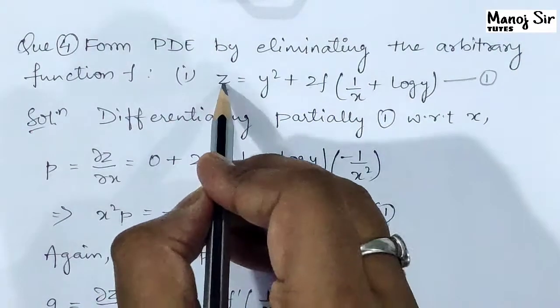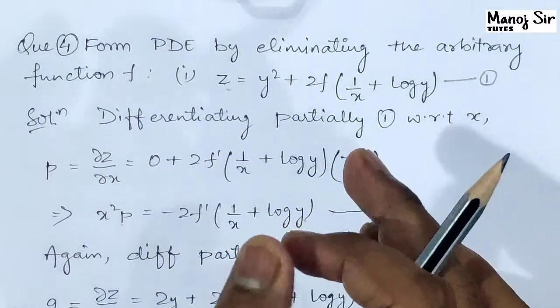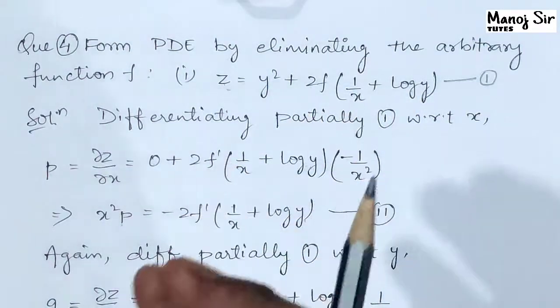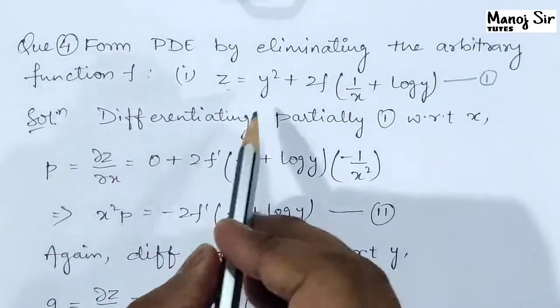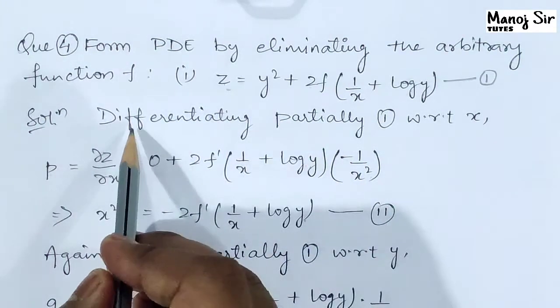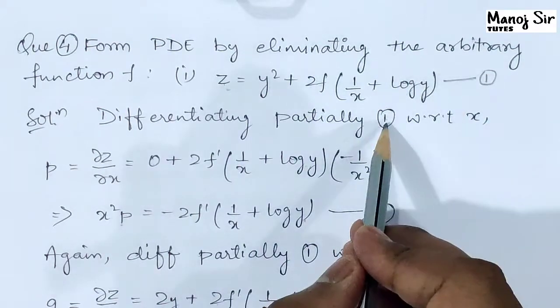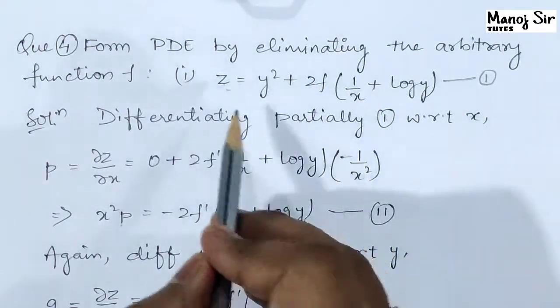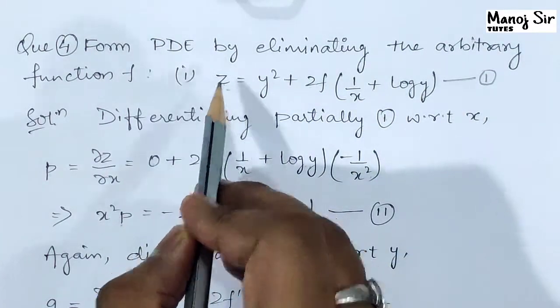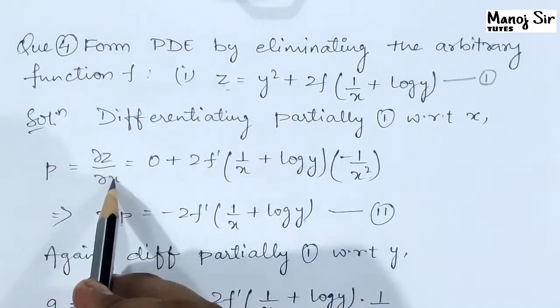Here z is a dependent variable because z is depending on the value of x and y. So x and y both are independent variables, so we can differentiate z with respect to x and y partially. Differentiating partially equation 1, let's suppose this is my equation 1, with respect to x. When we differentiate partially with respect to x, we will take y as constant. So this will become del z upon del x.